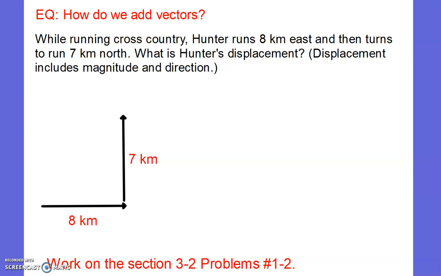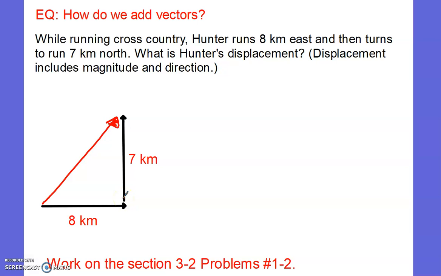Now, since the displacement is a vector, it is going to include both magnitude and direction. So here we have a pictorial representation of what Hunter is doing. He's going 8 kilometers east and then turns and goes 7 kilometers north. What we want to do is find the hypotenuse or resultant vector of those two. And whenever we draw our vectors, we always draw them tip to tail. So the tip of the first vector connects to the tail of the second vector.